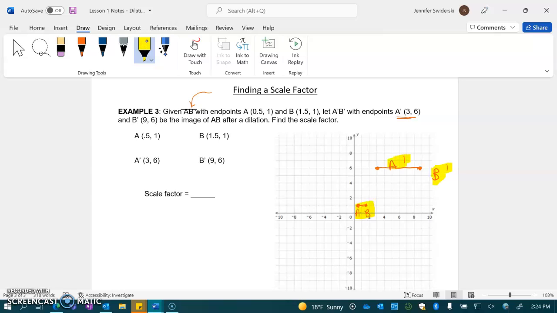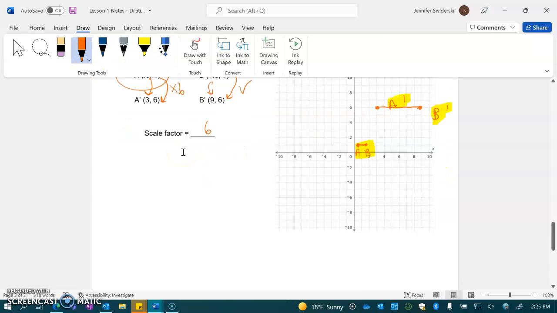Is my original to the new one getting bigger or smaller? Well, it's getting bigger. So I need to try and figure out, okay, if I look at just the y-values here, how would I get from 0.5 to 3? Or how would I get from 1 to 6? So I see I would multiply this by 6. Let's see if that works here. Is 1 times 6, 6? Yeah. What's 1.5 times 6? Well, 9. So I know my scale factor must be 6.